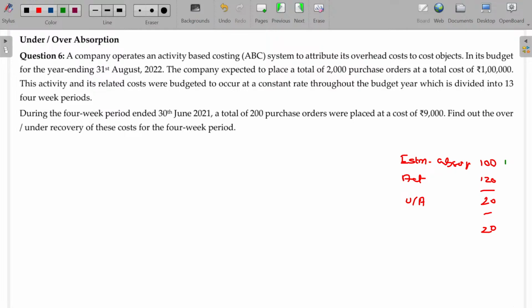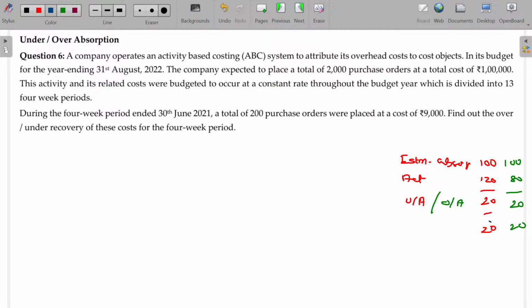But in case absorption being 100 but actual being 80, what does it mean? Absorption is higher. This is called over absorption. In case of over absorption, it's my duty to refund this, or subsequently you have to adjust in the subsequent billing, whatever it may be. You have to either refund or you have to repay.